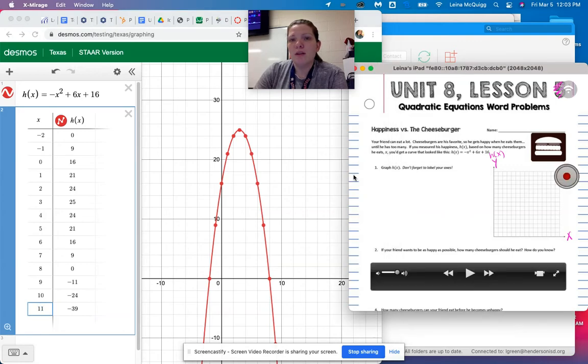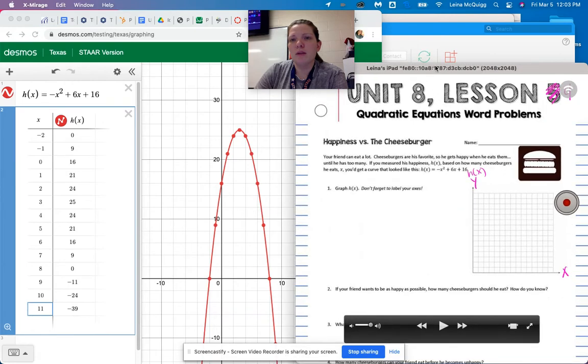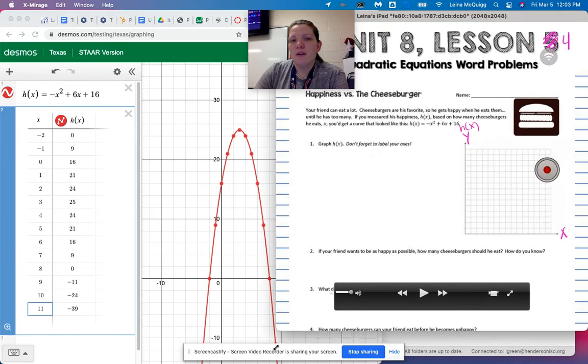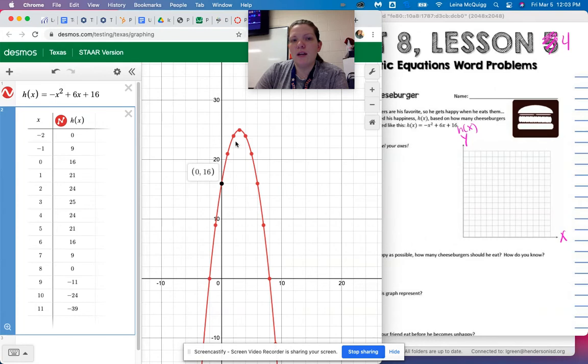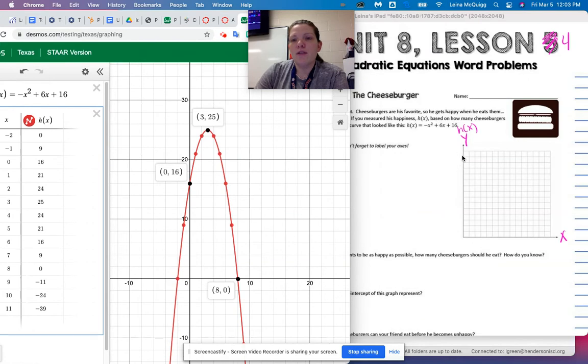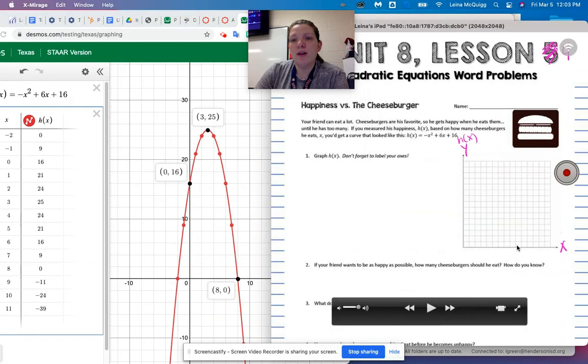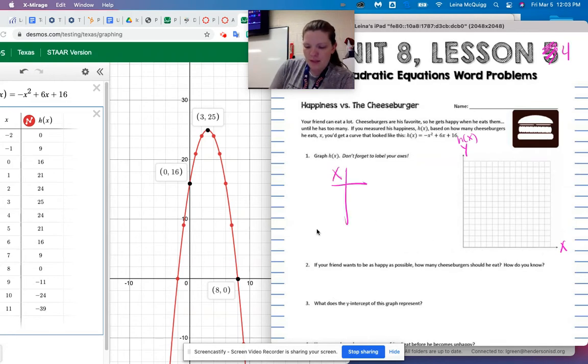So let me make this a little bit bigger. Here we go. All right, so I'm going to use the x-intercept, the vertex. I'm sorry, this is the y-intercept, the vertex, and this x-intercept. So this graph, there's my y-axis. So we're only plotting the positive part of my x's, okay? So I'm going to come over here. I'm going to say, well, I have x's and y's. I'm going to use 0, 16, 3, 25, and 8, 0.